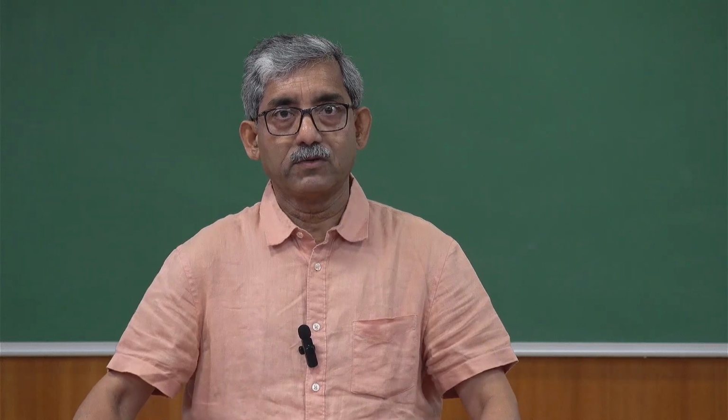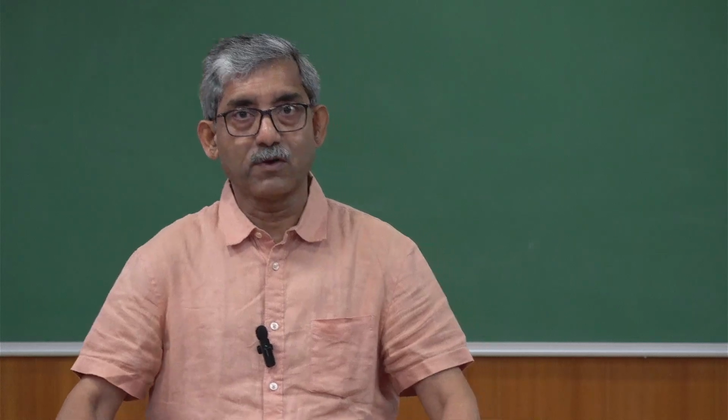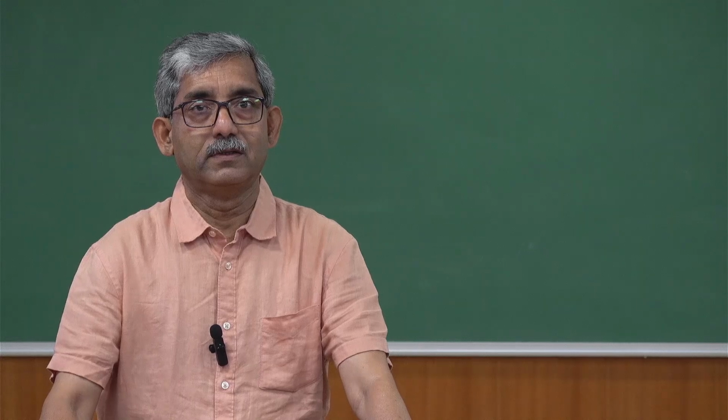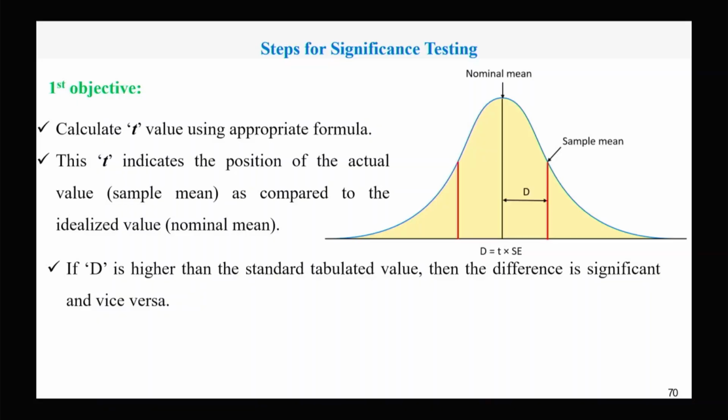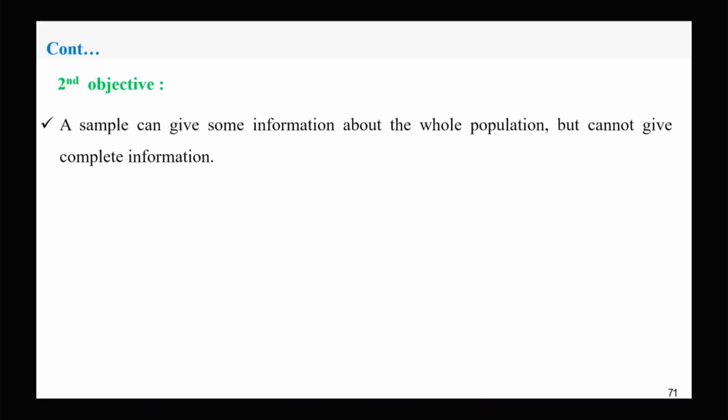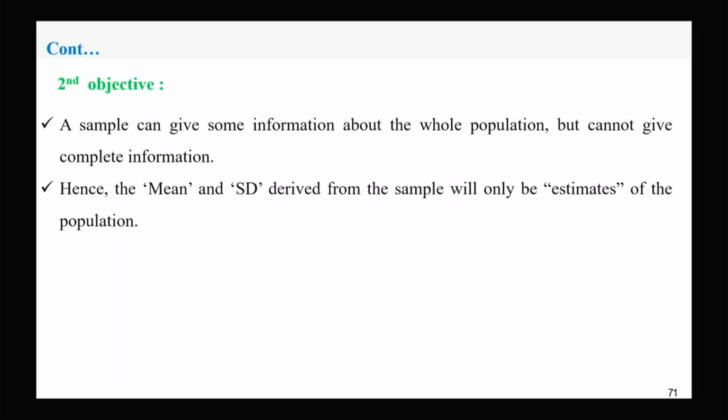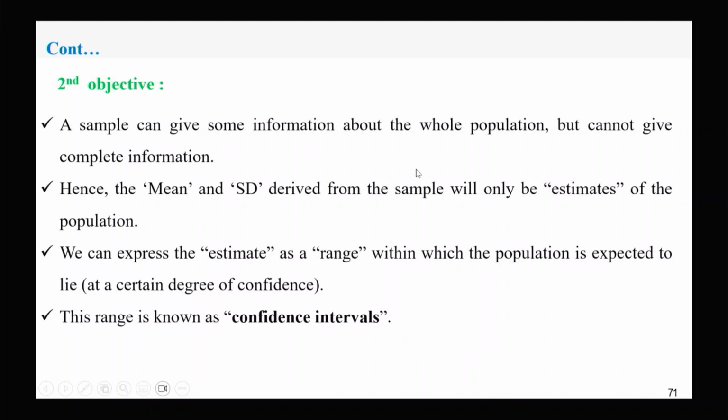So, what we are doing, we are actually discussing the steps for significance testing. First objective is the calculation of t values using the appropriate formula that we have already discussed, and the second objective is to get some estimation, which is called the confidence interval, where we can only estimate the range and nature of the population, such as the standard deviation of the population or the mean of the population, without pinpointing the exact value. That is very helpful in understanding the nature of the population.